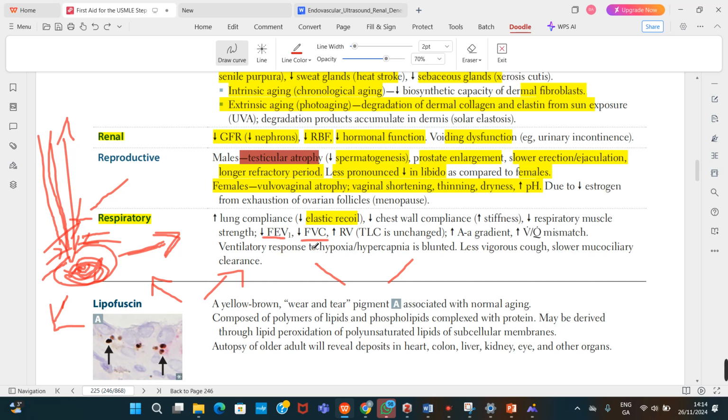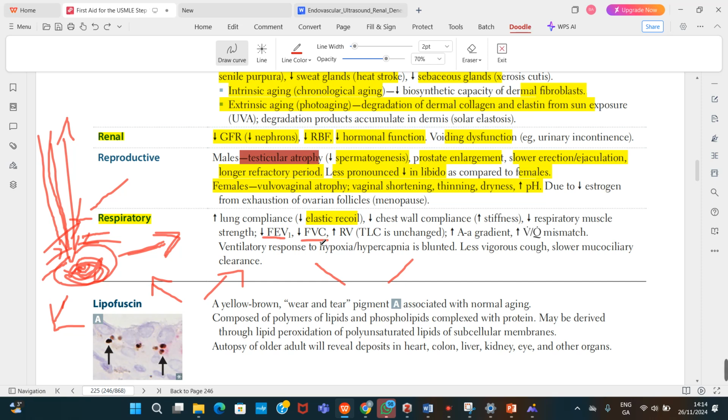The forced vital capacity too will drop, because that one too is a function of how much air you can exhale after taking a what? Normal breath? No. Maximal. After taking a maximal inspiration. So it's going to drop.